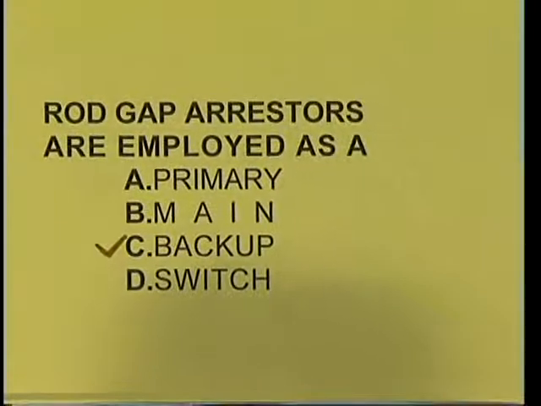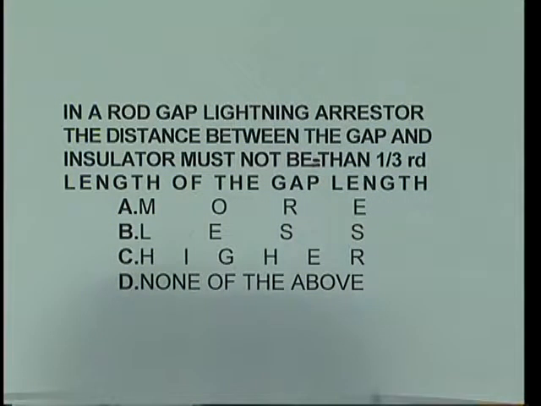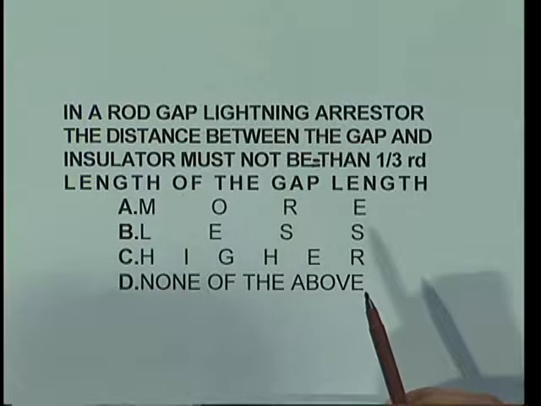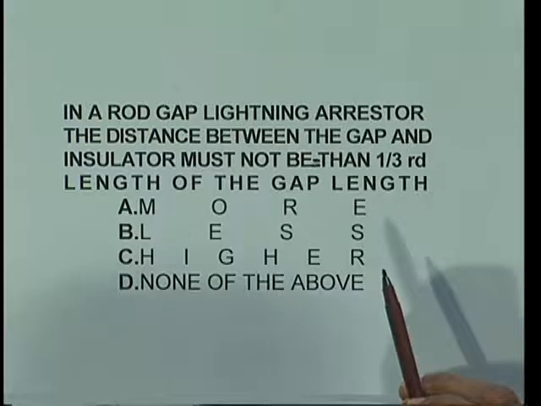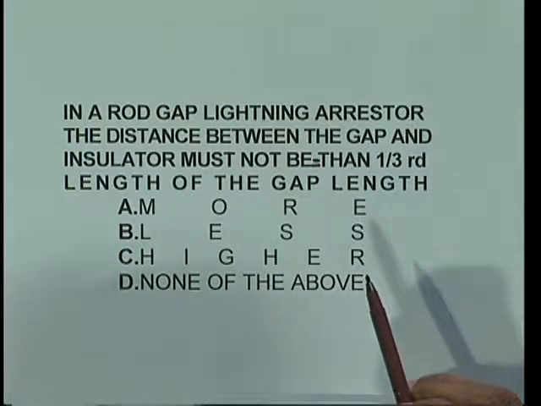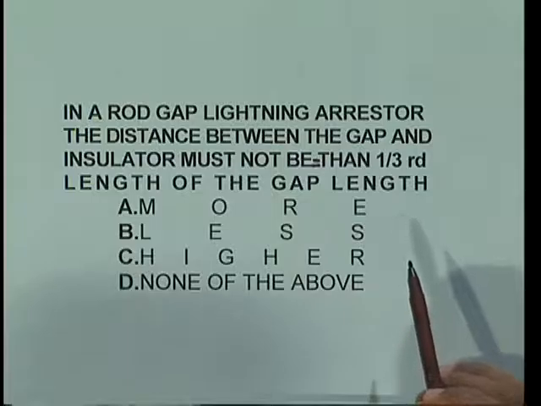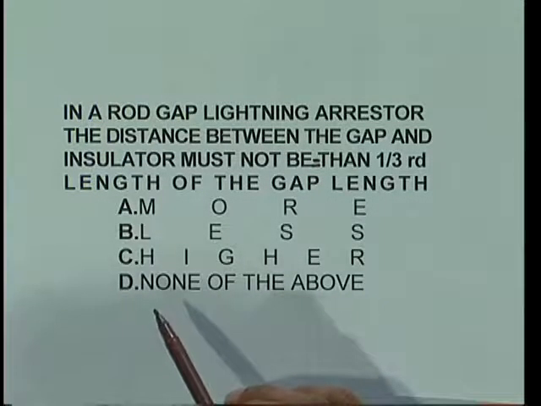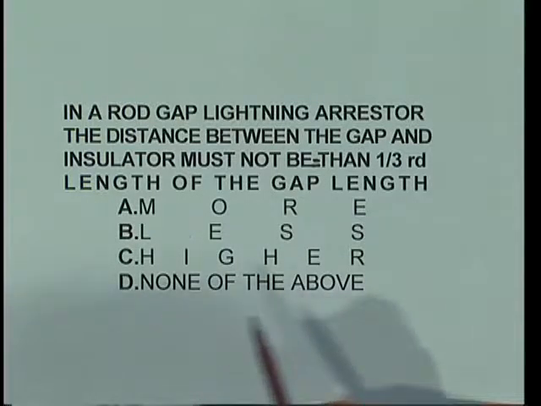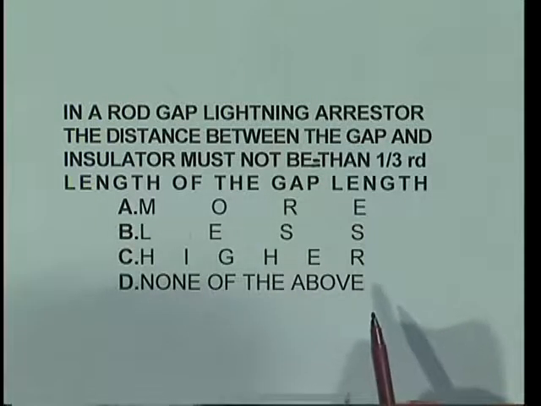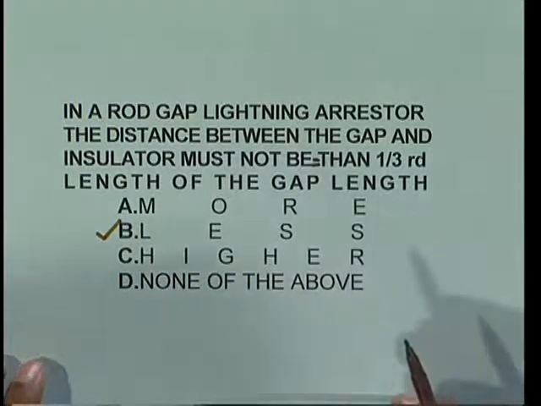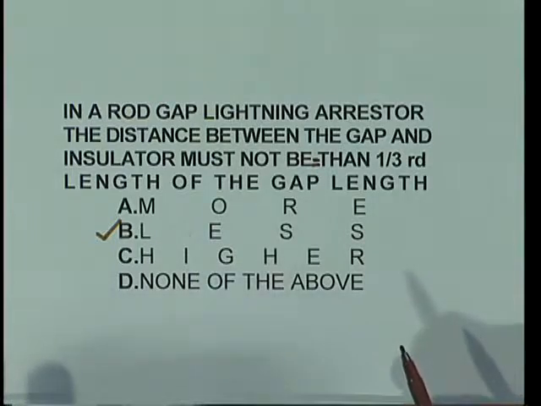And next one is: in a rod gap lightning arrestor, the distance between the gap and insulator must not be dash than 1/3 length of the gap length. A. more, B. less, C. higher, D. none of the above. The correct answer is less, that is B. So the distance to the insulator must not be less than 1/3 of the gap length.